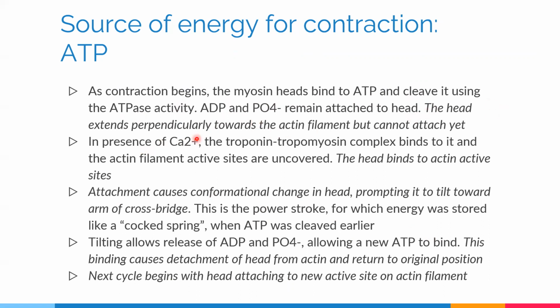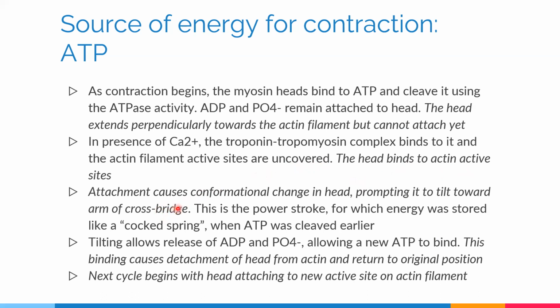The head then extends perpendicularly towards the actin filament but cannot attach to it, as the troponin-tropomyosin complex is already in place. But in the presence of calcium ion, the troponin-tropomyosin complex binds calcium instead, allowing the actin filament active sites to be uncovered. Once the actin filament active sites are uncovered, the head binds to the actin active sites and can then proceed with the whole process.